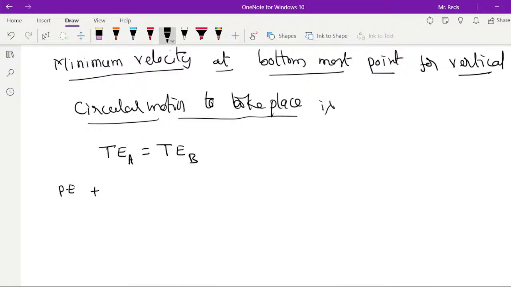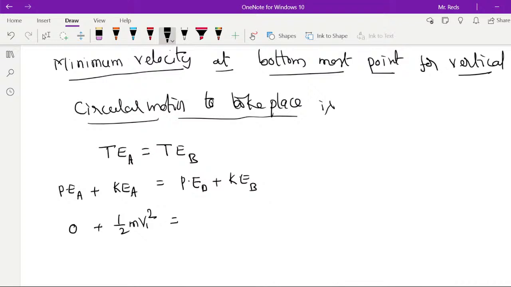potential energy at A plus kinetic energy at A should be equal to potential energy at B plus kinetic energy at B. By making use of this, we can say potential energy at A is 0 because the reference level is 0. Kinetic energy at A is half m v1 square, or you can take it as vA square. This is what you're supposed to find out. It is equal to potential energy at B.